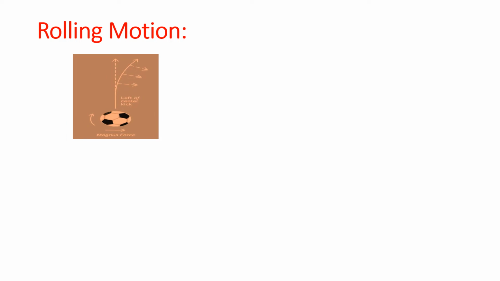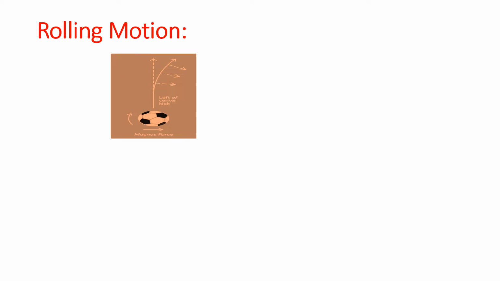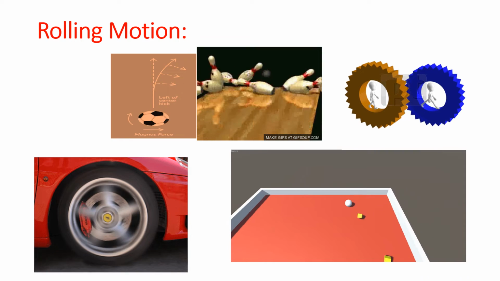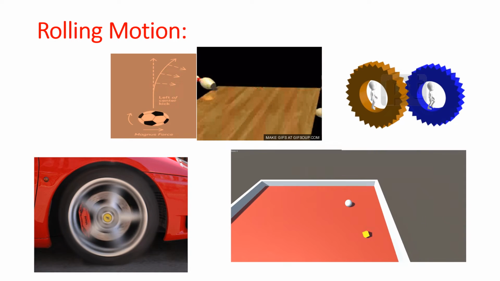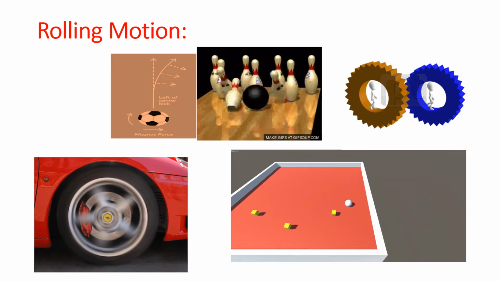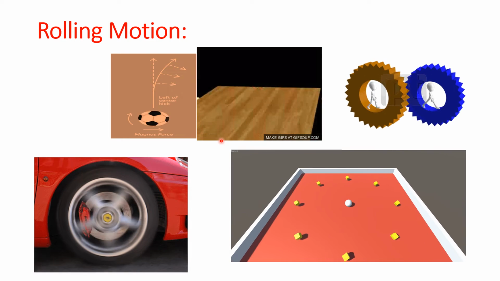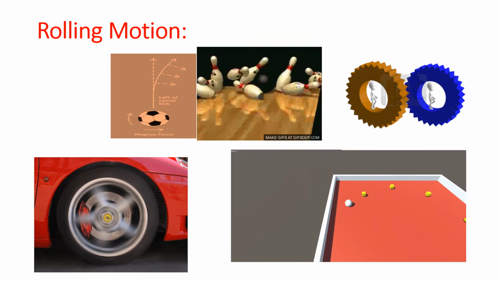Rolling motion. When any object rolls, it performs translation motion and rotational motion simultaneously. Here, this football, bowling ball, wheels, wheels of car, and billiards ball perform rolling motion, that is, they all perform translation motion as well as rotational motion simultaneously.